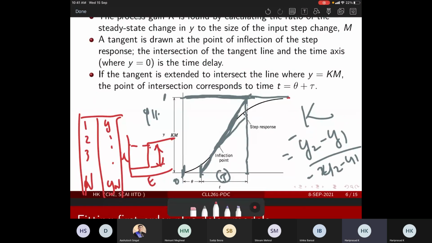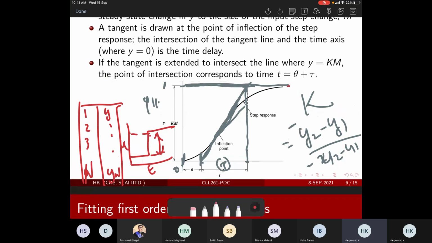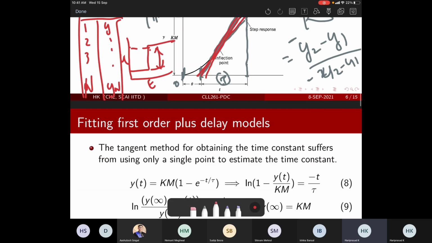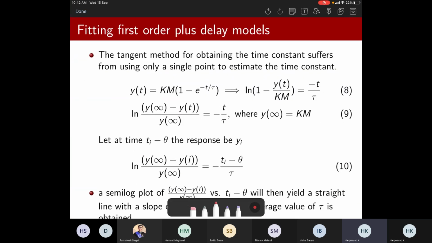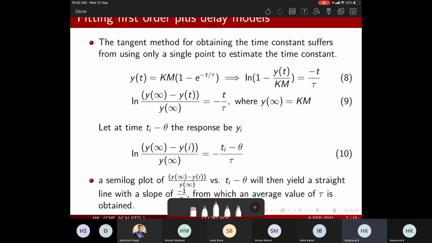Okay, so what is the problem with this particular method? It is heavily dependent upon how you draw the slope. Let's say, unfortunately, you draw the slope like this, the theta changes, your tau changes. You can also draw the tangent like this. So this is slightly subjective in nature for computing your theta and tau. So a better way, again based on the graph, would be the following.